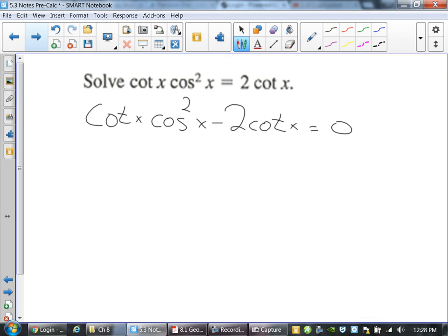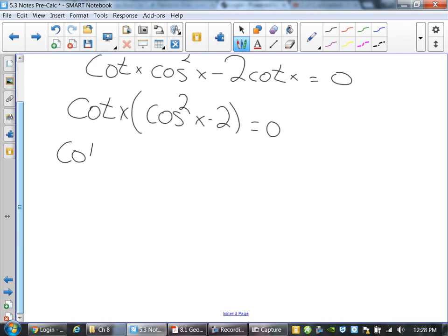Notice you have two terms. What do both those terms have in common? Cotangent. Factor it out. Do you have two terms equal to 0? Set them both equal to 0. The properties for solving polynomials work the same when the polynomials are trig. So you have two separate solutions to solve for. Cotangent of x equals 0, and cosine squared of x minus 2 is 0. We solve them out that way.